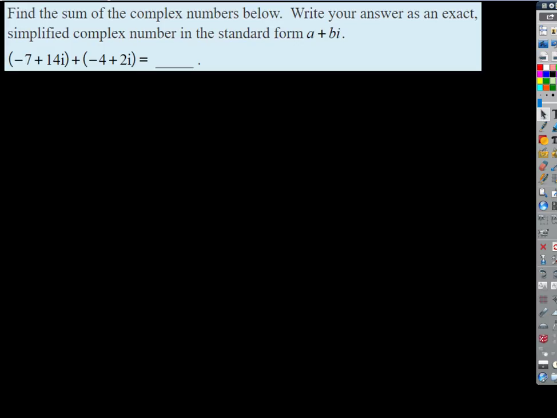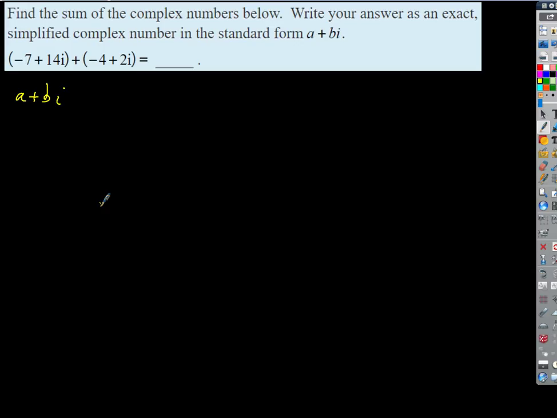What are we gonna do? The parentheses, how come they're there? What purpose are they serving? To separate the two complex numbers, right? Each of these complex numbers is written in standard form for a complex number, right? Written in the form a plus bi.